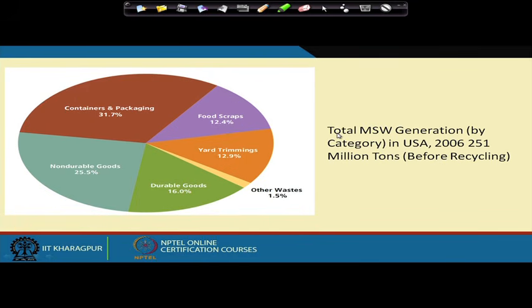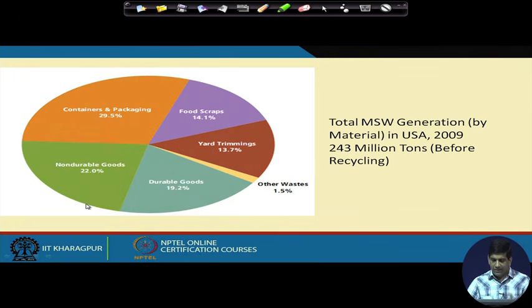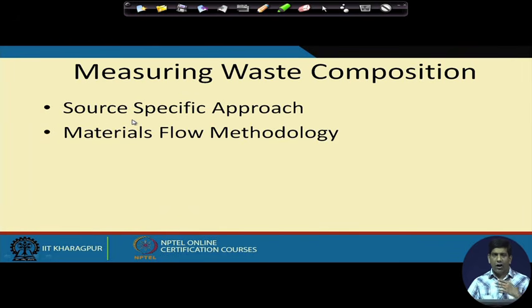And USA 2006, this is before recycling in terms of the different categories: container and packaging, non-durable goods, durable goods, food scraps, yard trimmings. So this is in million tons, before recycling. Then this is again before recycling. You see a lot of material that is going into the waste stream.